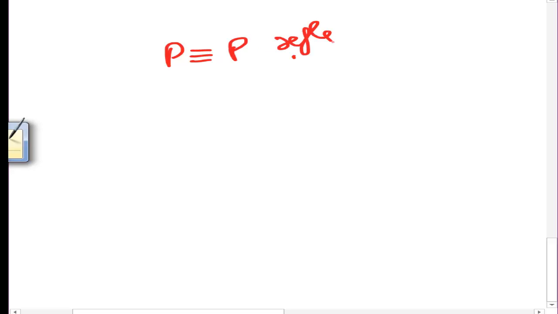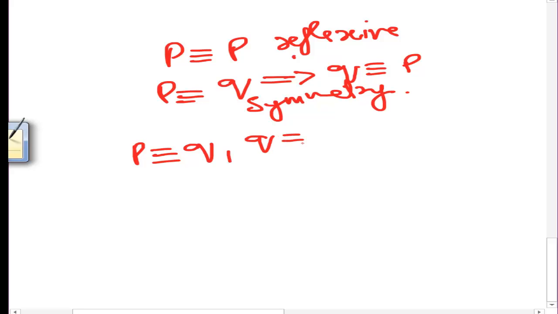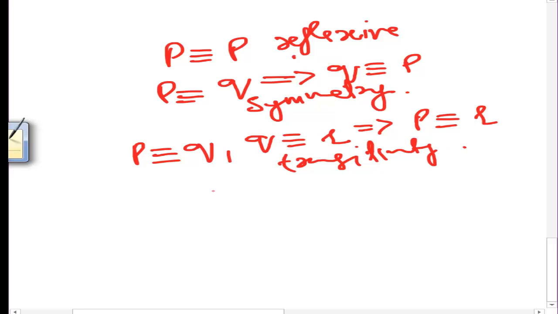firstly, it should be reflexive. If P is similar to Q, it implies Q is similar to P, that means they are symmetric. So there is a symmetry, and also it has to be transitive. So if P is similar to Q, and Q is similar to R, which implies P is similar to R. So this is what is called transitivity. If all of these things hold, we say they are equivalent. When they are equivalent, we say they are indistinguishable, okay.